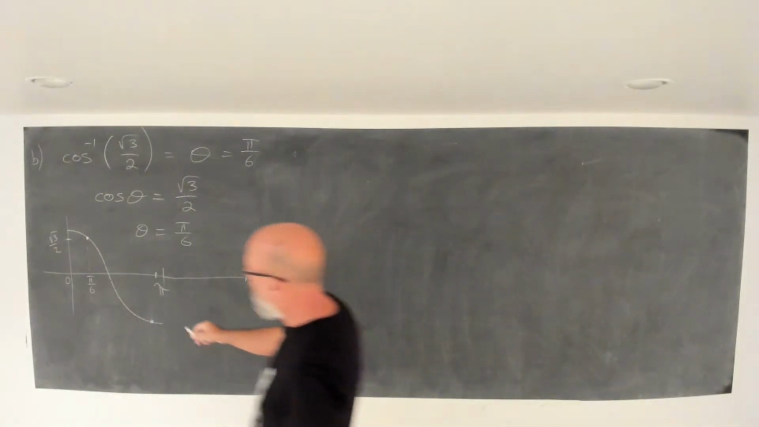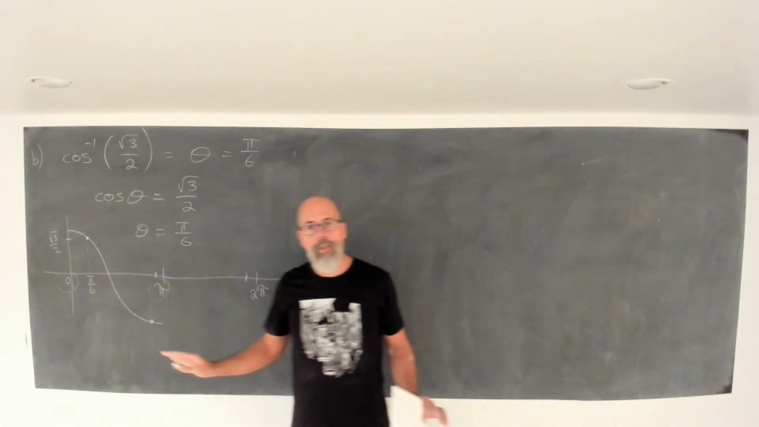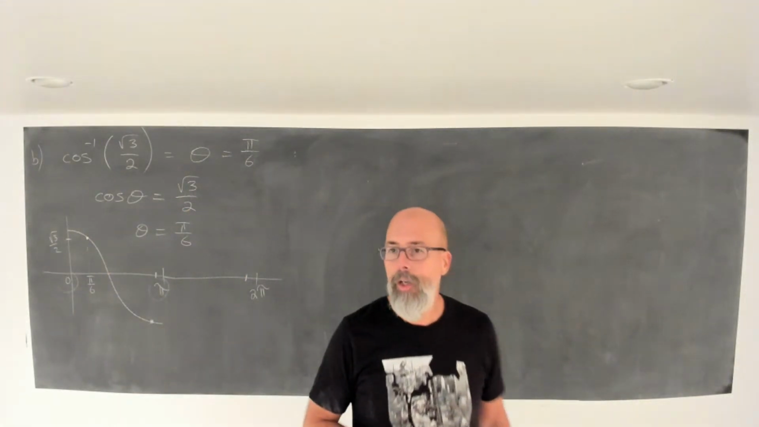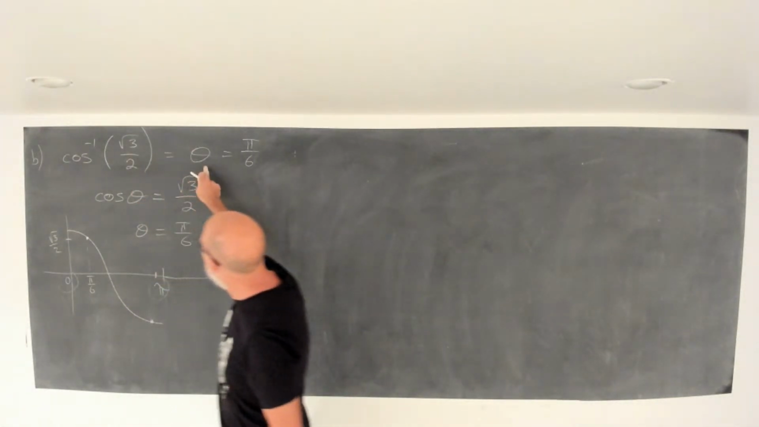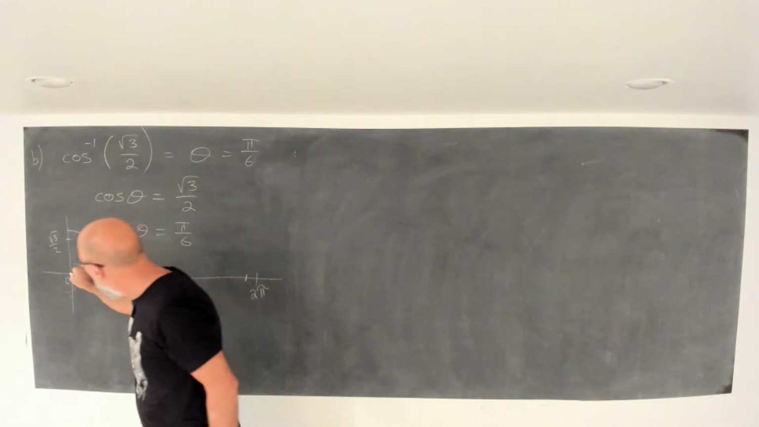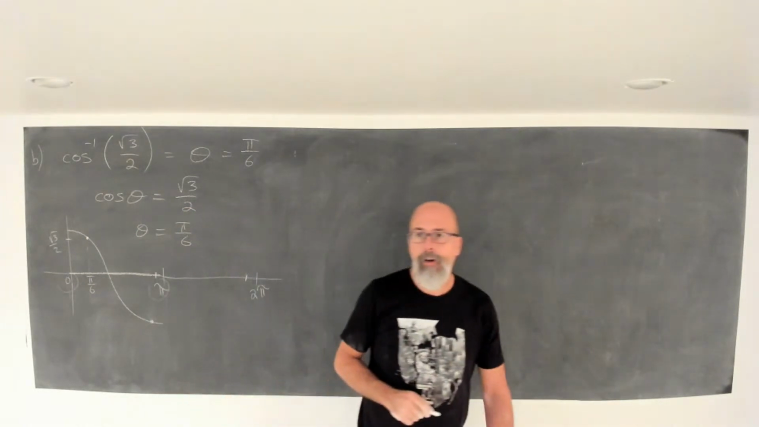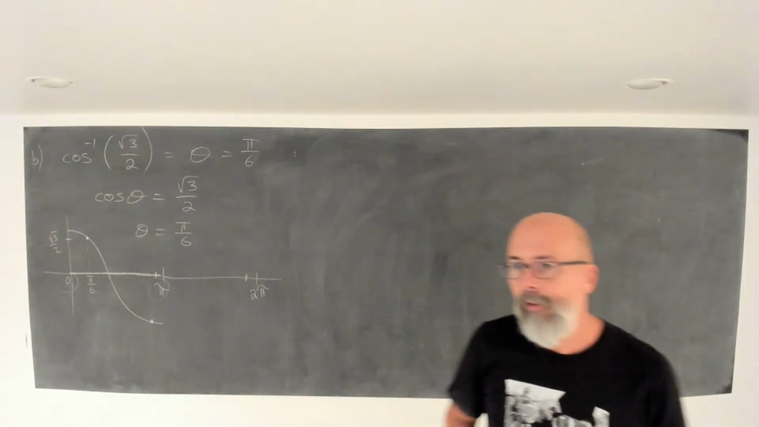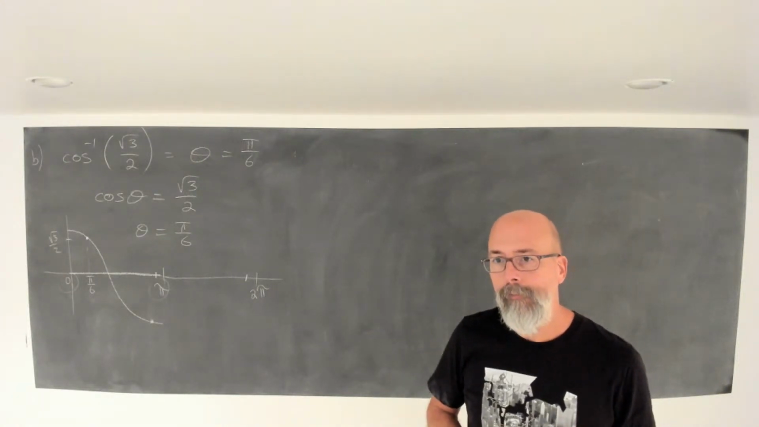We are restricting our attention to the interval 0 to pi, otherwise the function would not be 1 to 1. So the inverse cosine function spits out values in this region, 0 to pi. What is the restriction? 0 to pi.